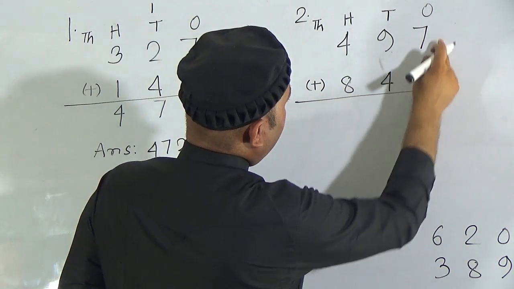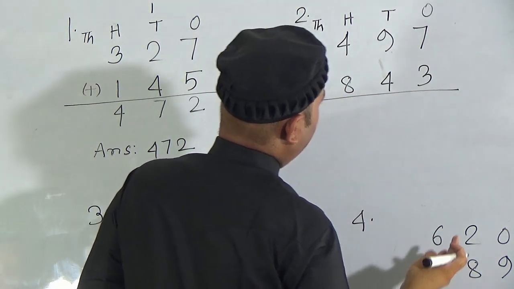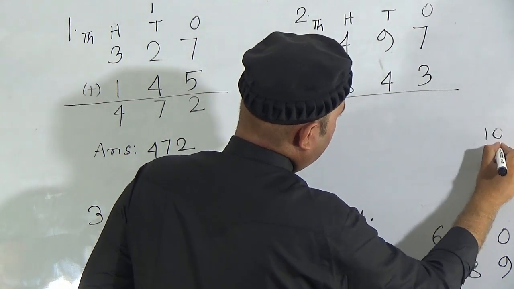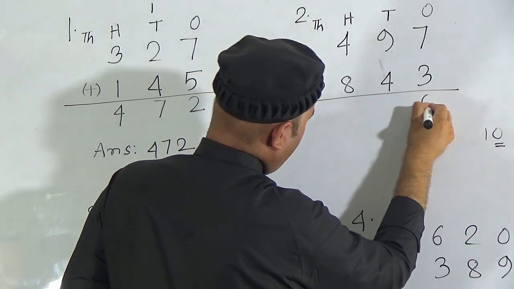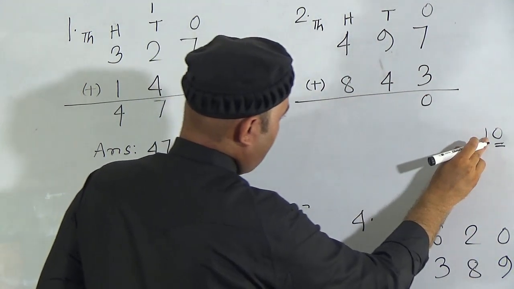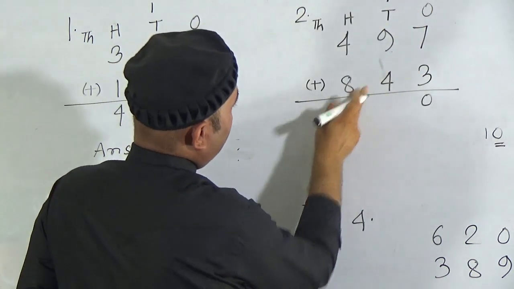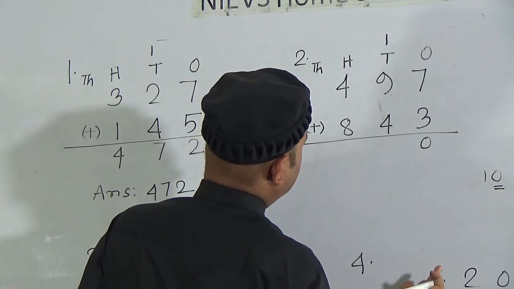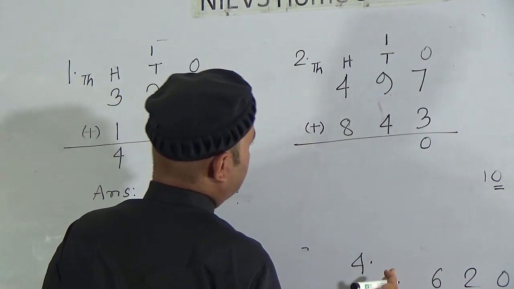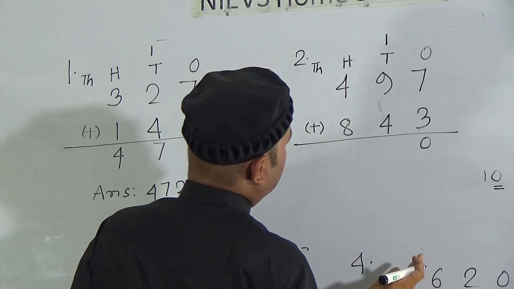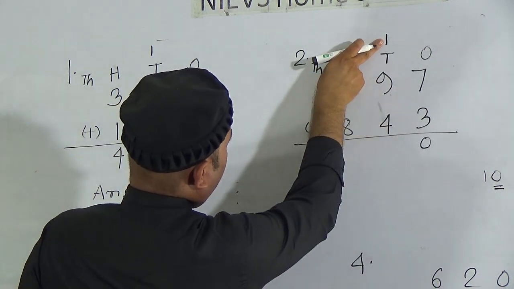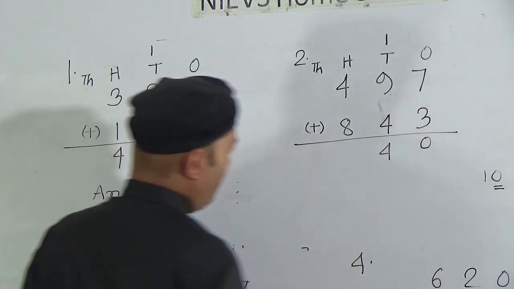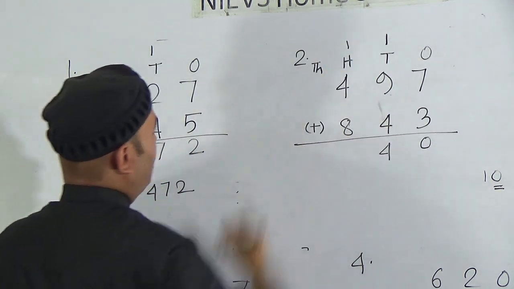Now add 3 and 7. 3, 4, 5, 6, 7, 8, 9, 10. Here 10. 0 is 1's place digit. So here we have to write 0 and we have carry 1. Now 4 and 9. 4 and 9 what will be? 5, 6, 7, 8, 9, 10, 11, 12, 13. And we have carry 1. 13 plus 1 it will be 14. So here it will be 4. And again we have carry 1.